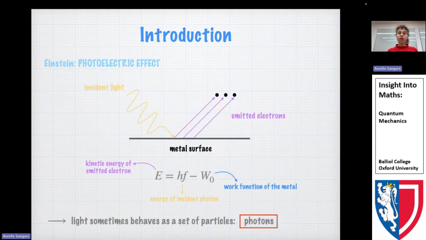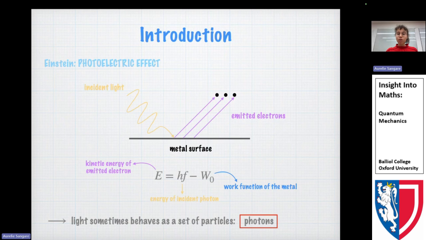And now moving on, another very important effect in the birth of quantum mechanics is the photoelectric effect, which was given an interpretation by Einstein. So the photoelectric effect is an effect that you would obtain if you emit light on a metal surface. If the incident light satisfies some conditions, then some electrons will be emitted from the metal surface.